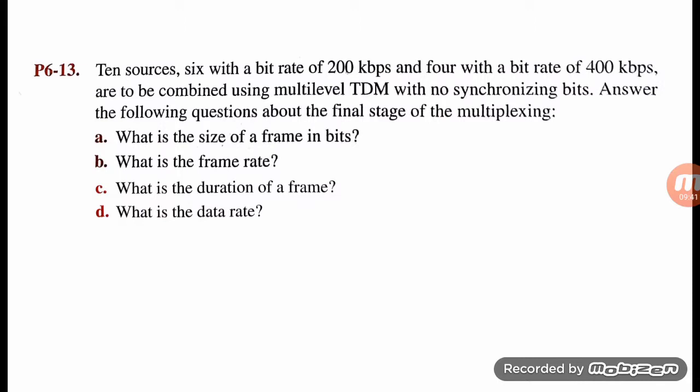I have 10 sources, 6 with 200 kbps. So 1, 2, 3, 4, 5, and 6. All of them are 200 kbps. Then 4 are with 400. So 1, 2, 3, and 4. So this is 400, and from here to here, all of them are 400, right?